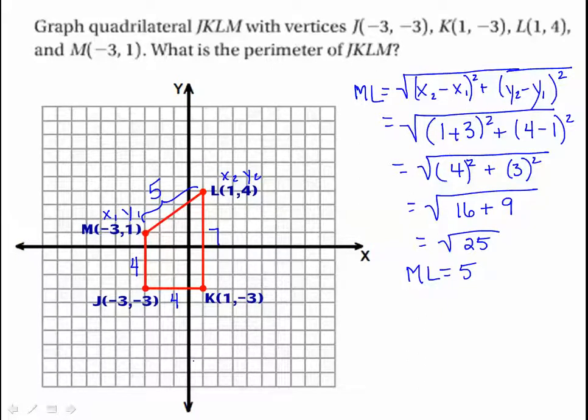And now I can simply find the perimeter by adding the lengths of the 4 sides together. So 4 plus 4 plus 7 plus 5. That would be 8 plus 12, or 20 units. So the perimeter of JKLM is 20 units.